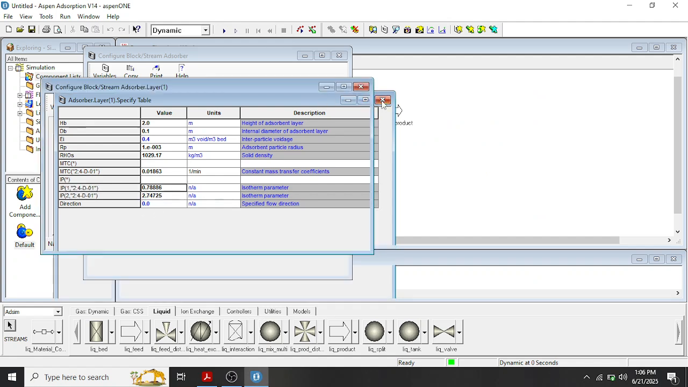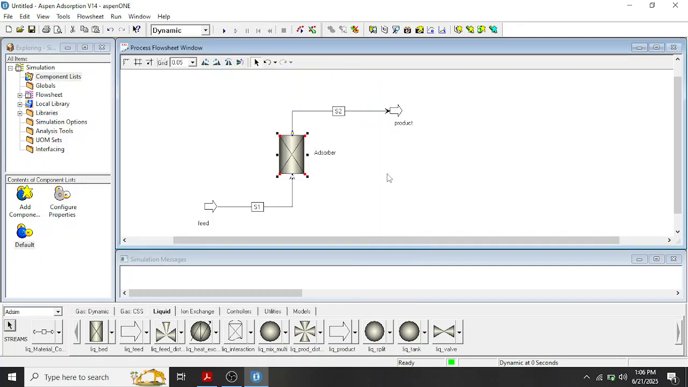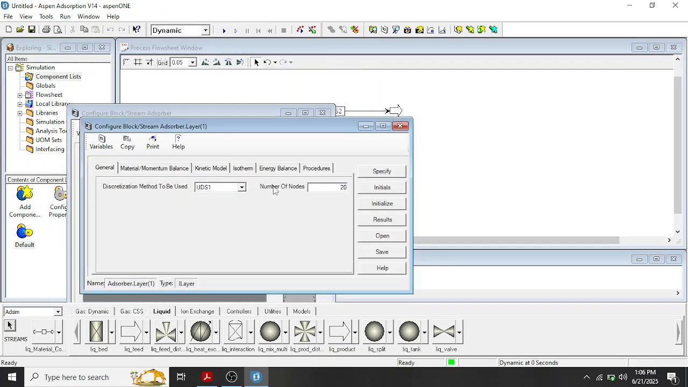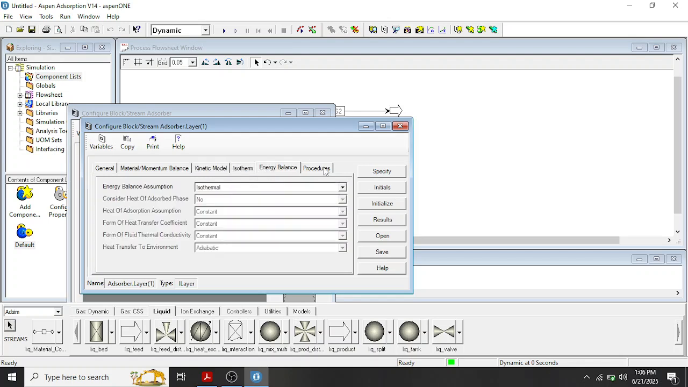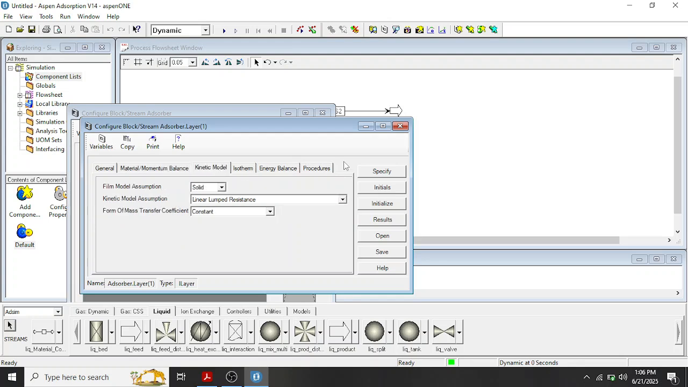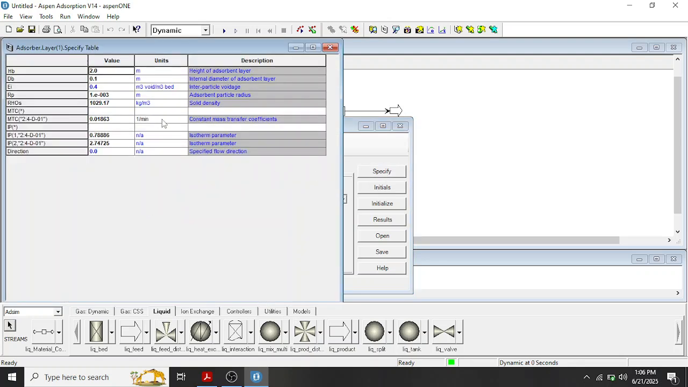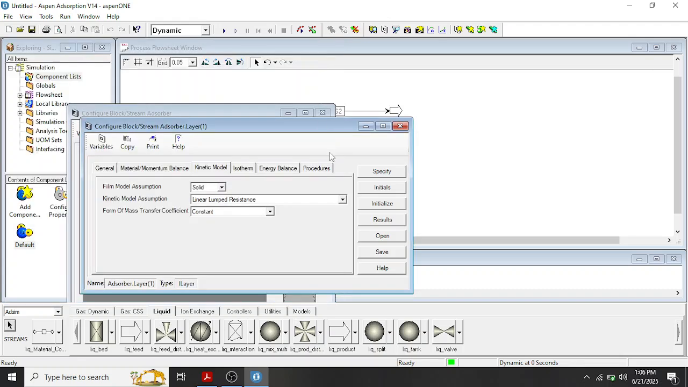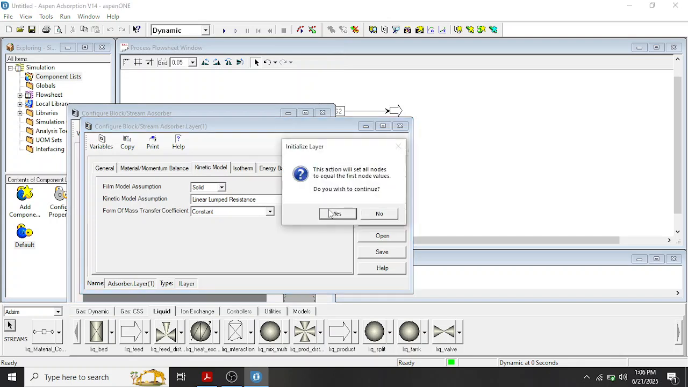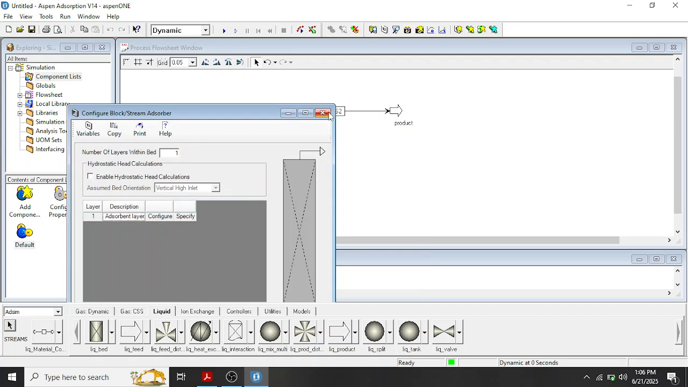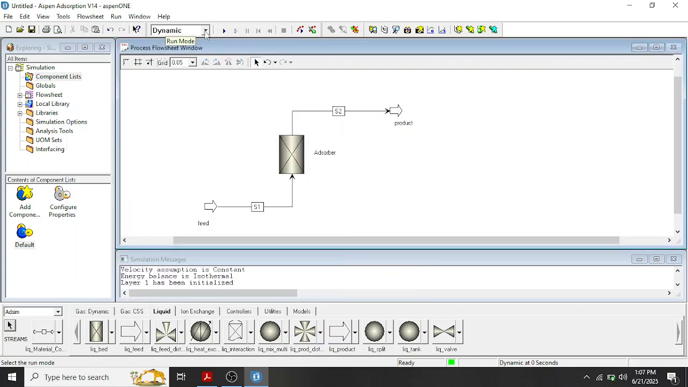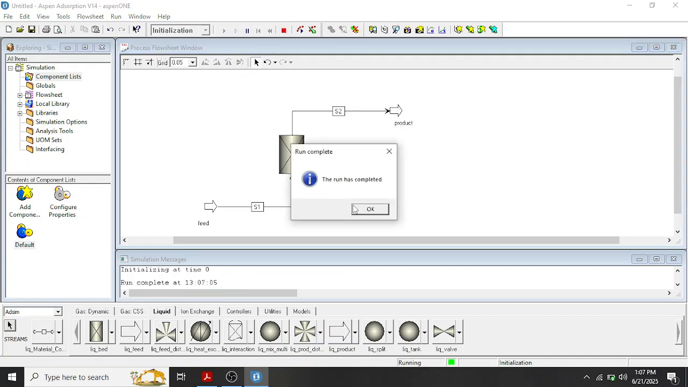Okay. Now close this one, close this one. Double click on adsorbent. This is the number of nodes, 20, and these are the values we have specified, like Freundlich isotherm, isothermal momentum, convection, lumped resistance constant. Here you see the specific direction is 0. We are selecting 0.4. Okay. Now click on initialize, click on yes, close this one. First of all, we will initialize our column. Run is completed.